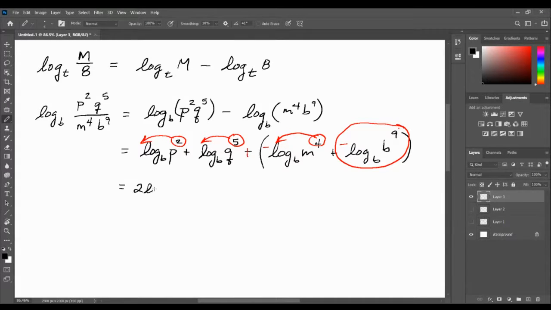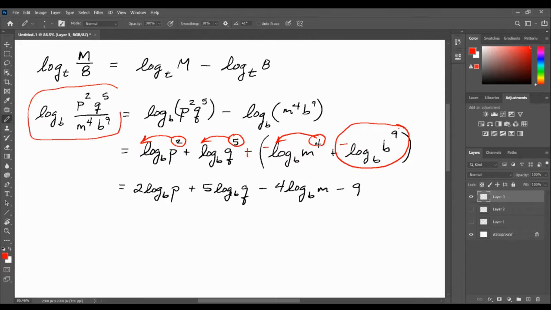So we've got 2 log base b of p plus 5 log base b of q minus 4 log base b of m minus 9. And so we took this logarithm that was actually kind of simple in a complex way. What a weird thing to say. But we split it up into 3 individual logarithms and a constant.